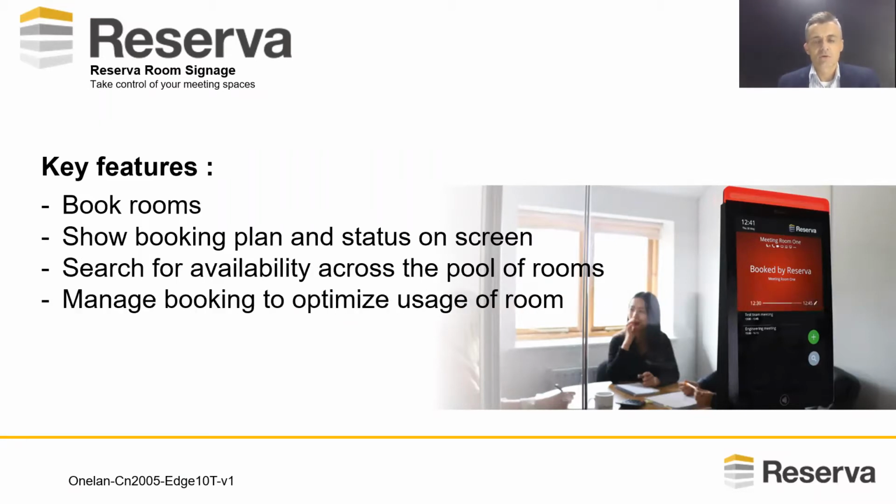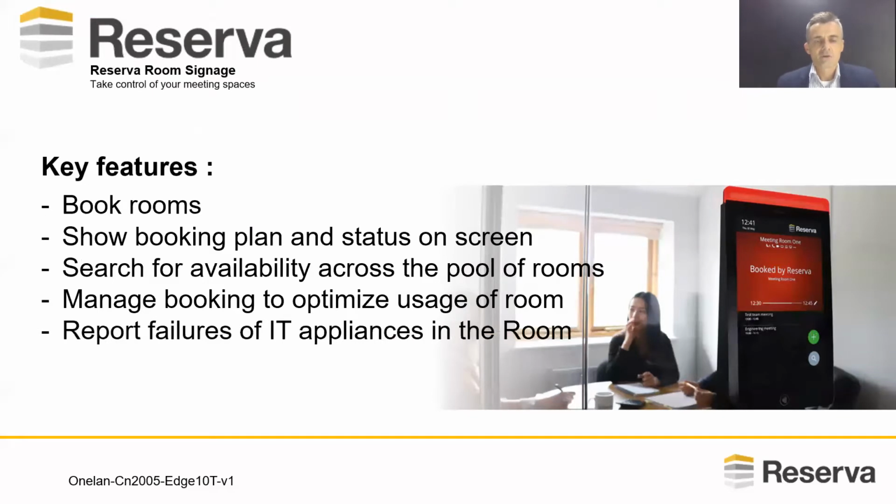And this will allow you globally to optimize the usage of your room, typically to allow people to find rooms more easily and not complain that there are not enough rooms for usage. The solution also includes reporting for failure of IT appliances, typically to avoid you getting into a room that you have booked intending to use the video conferencing system, and when you arrive in the room you realize it's not working today.